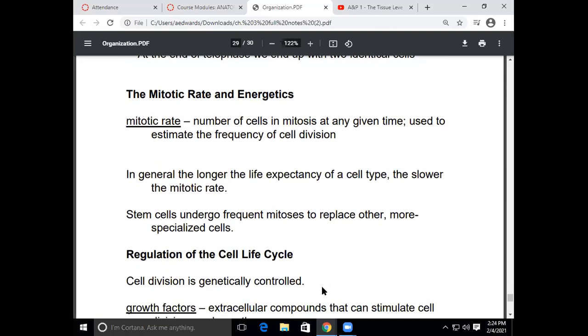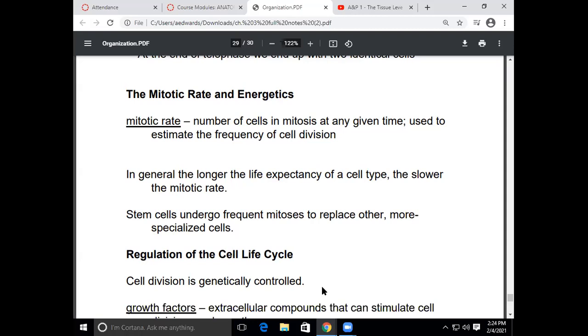All right, so let's talk about mitotic rates. A rate is how fast something happens, right? So it's the number of cells in mitosis at any given time. It's used to estimate the frequency of cell division. In general, the longer the life expectancy of a cell type, the slower the mitotic rate is going to be. If it lives a long time, it doesn't have to divide as fast. If it doesn't live a long time, it divides quickly.